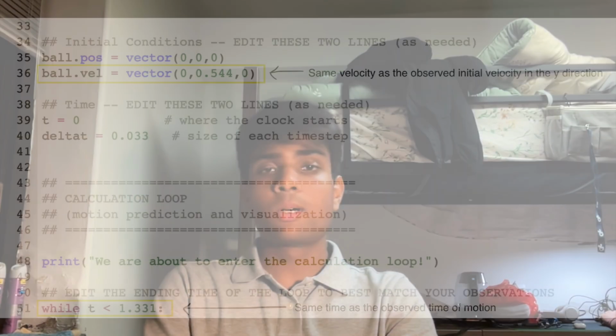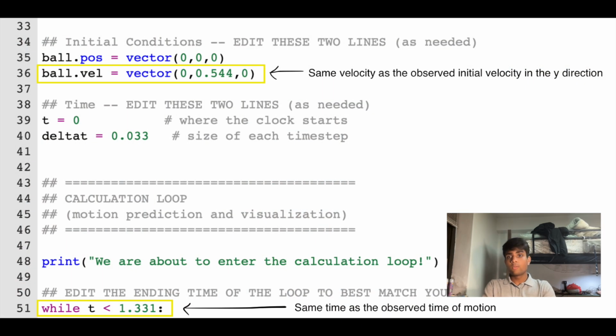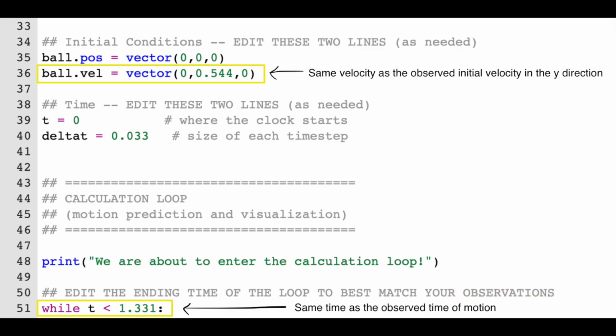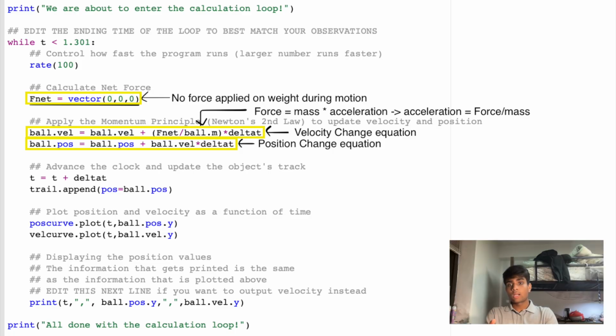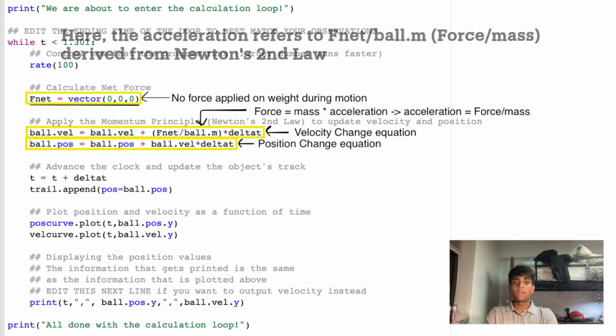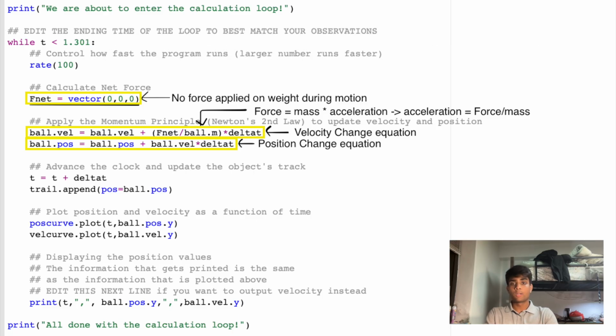In the computational model, the initial velocity is taken as 0.544 meters per second to match the observed version, and the same time is used. The F equals ma equation is used to calculate the y acceleration on the weight, which is calculated to be 0 since no other forces are applied on the weight during the observed time.